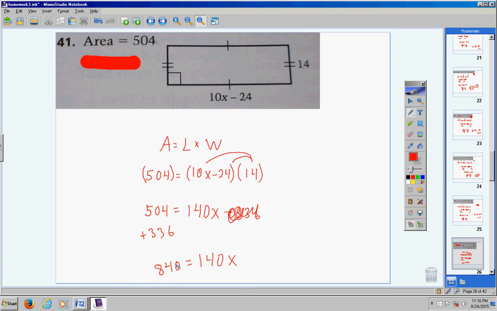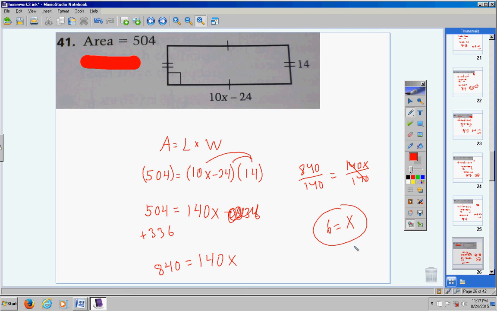Alright, 840. Now we're going to have to divide both sides by the coefficient. So we're going to take 840 divided by 140 equals 140x divided by 140. These will cancel. 840 divided by 140 is 6. So 6 equals x. But they did not ask us to solve for x. They asked us to find the length and the width.